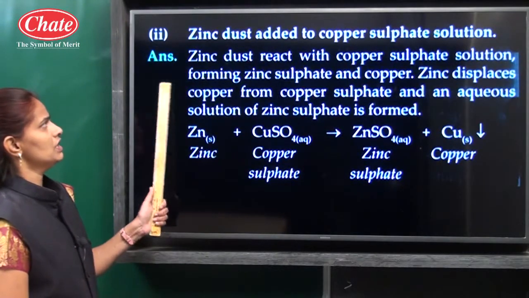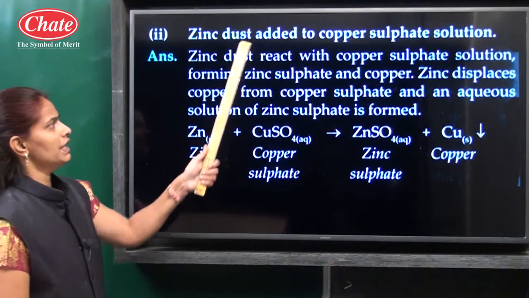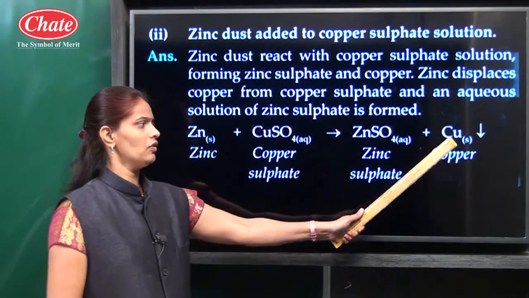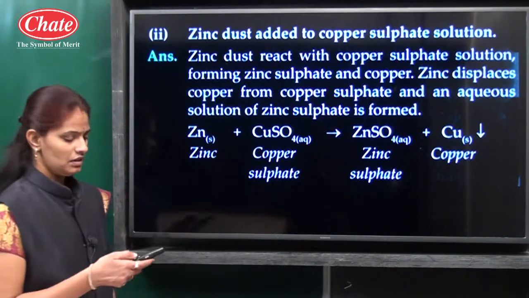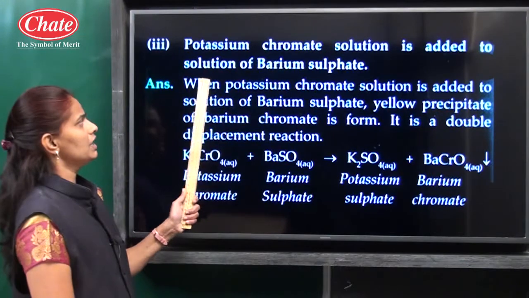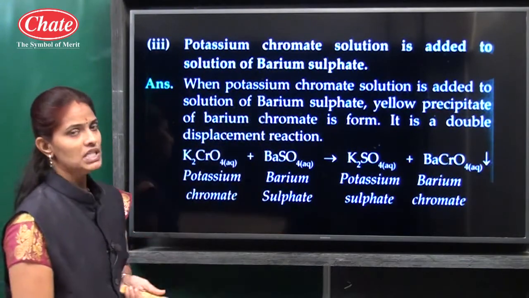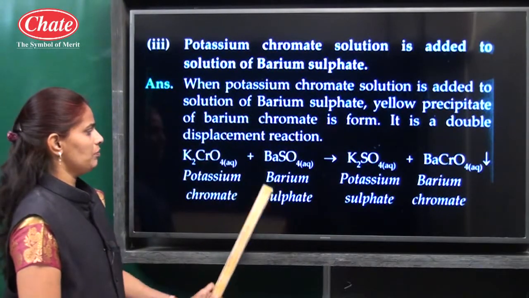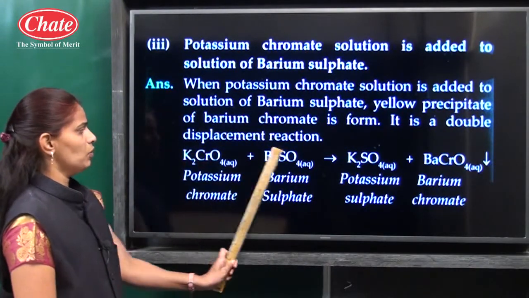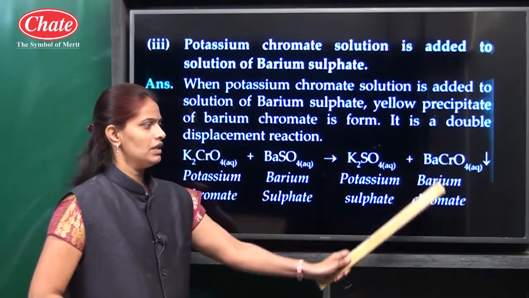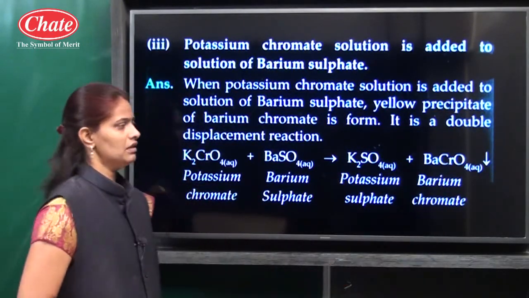Only ions were changed. Here zinc dust is added to copper sulfate, then we get zinc sulfate along with copper by the displacement reaction. Then potassium chromate solution is added to a solution of barium sulfate. It is a double displacement reaction. Here potassium chromate and barium sulfate, the ions of both reactants get exchanged and a precipitate is formed, and that is why it is a precipitation reaction or double displacement reaction.